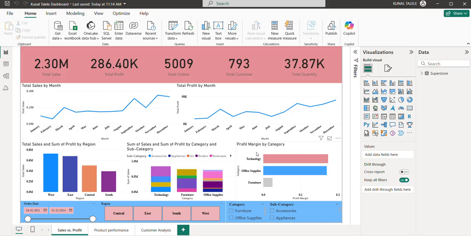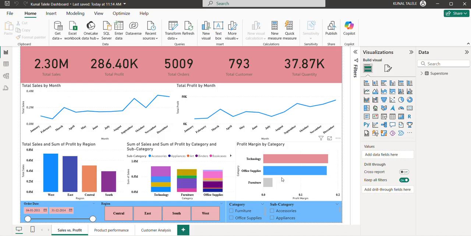The next visualization is profit margin by category. This horizontal bar chart highlights profit margin. Technology has the highest margin. Furniture shows lower margin, suggesting high cost or discount pressure. This chart helps us focus on categories that contribute more to overall profitability.